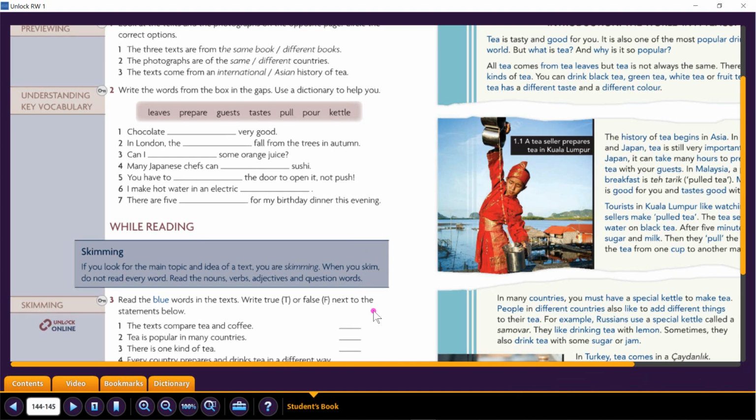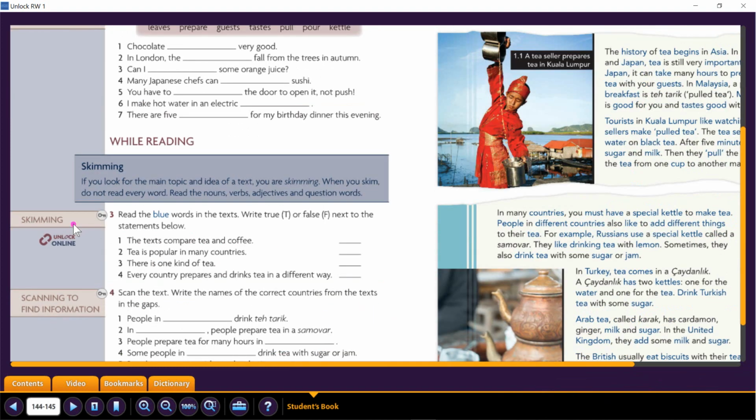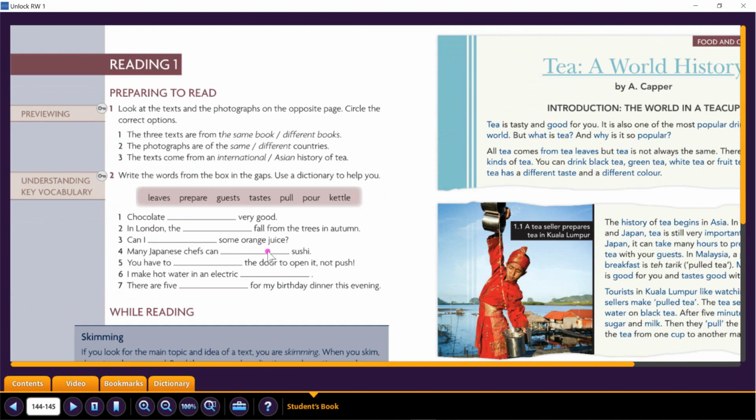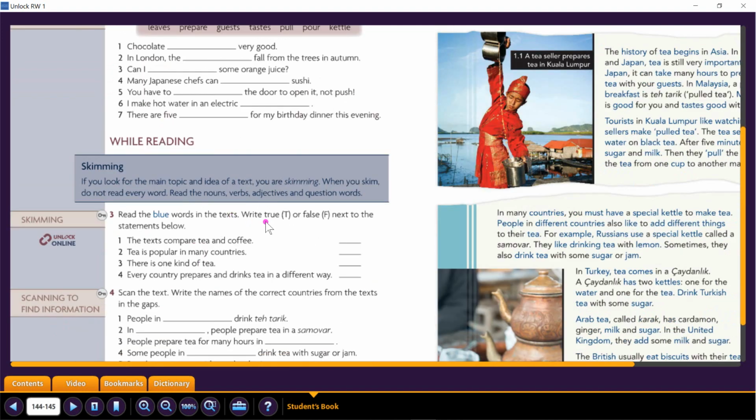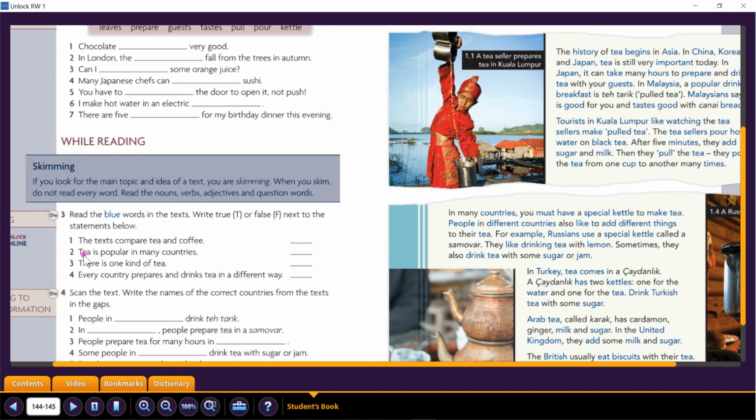Okay, ladies, for skimming task, you are requested to read the blue words in the text, each and every blue word here. Write true or T for true and F for false to the next statements below. Number 1, the texts compare tea and coffee. What do you think? Number 2, tea is popular in many countries. What do you think? You can use your logic actually without reading the text.